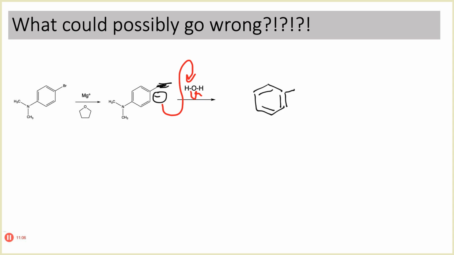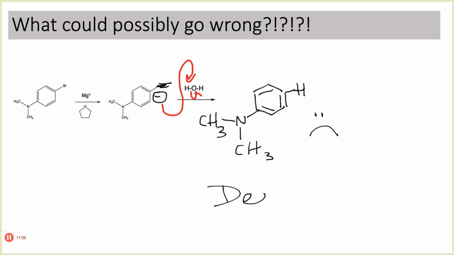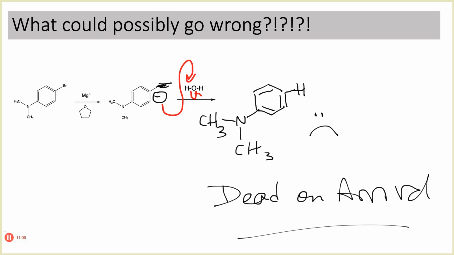I end up with no more Grignard is basically what I end up with. This is a big frowny face because that is not going to react with my electrophile. That is dead on arrival. You will get nothing happening if you protonate your Grignard.